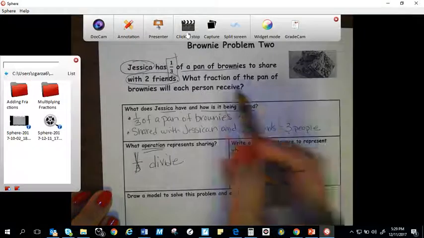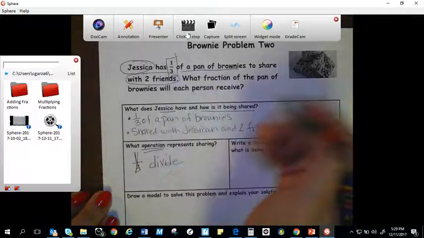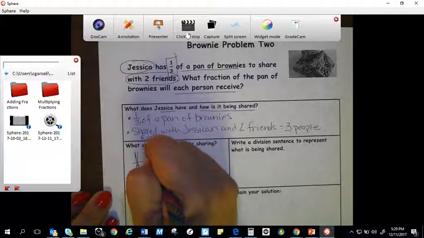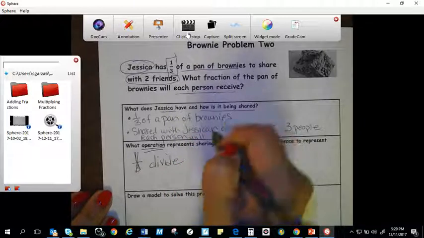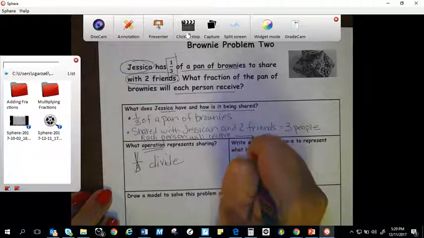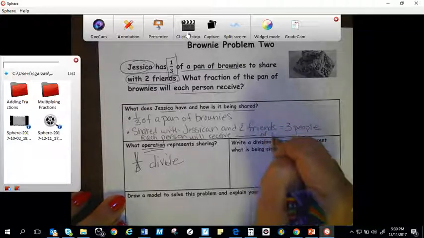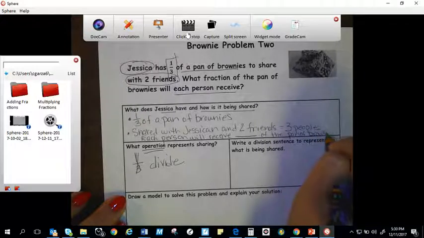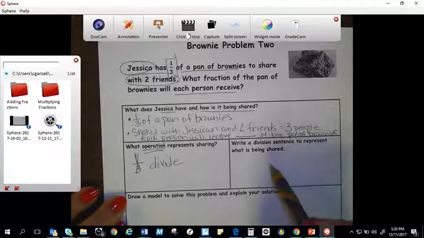And then let's look at our question. It says, what fraction of the pan of brownies will each person receive? And again, we're going to rephrase that. Each person will receive blank of the pan of brownies. Get it? All right, write a division problem to represent what is being shared.